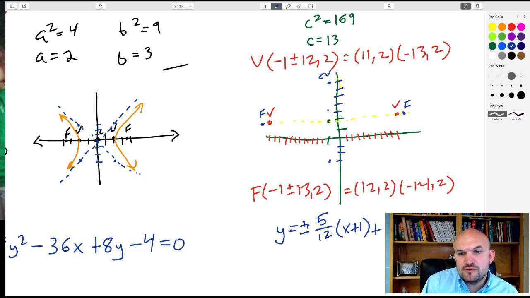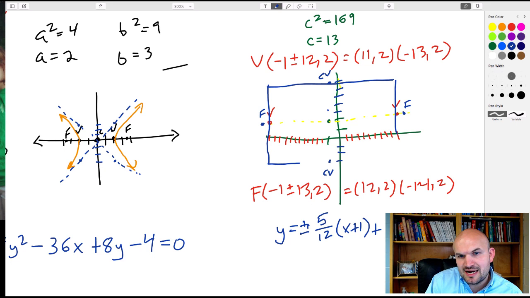Okay, so what we can do if we need to sketch the graph with the co-vertices. Now again, I don't have a ruler, but what we're going to do is draw a vertical line through the vertices and horizontal lines through the co-vertices, and that's going to help us identify the asymptotes.